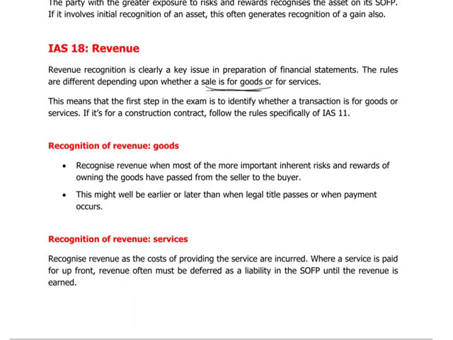I would like to draw your attention particularly to when you recognize the revenue from the sale of goods and revenue from rendering services. When you think of selling goods, you're thinking, okay, I sold goods and I issued this invoice, therefore I'm recognizing revenue. And there's nothing particularly wrong with that.